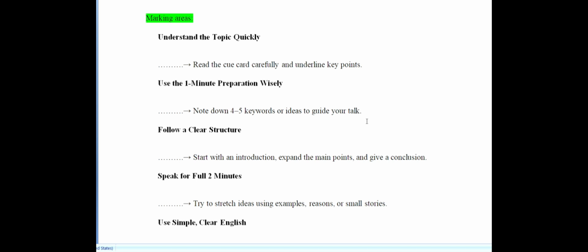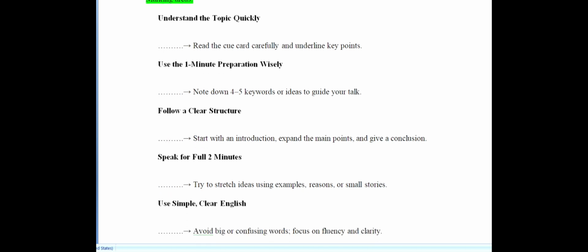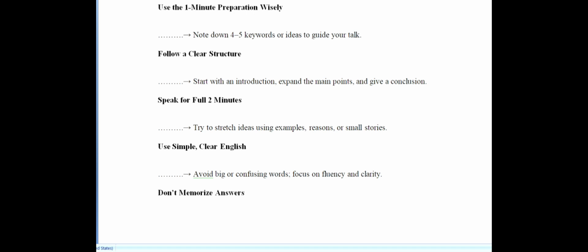Follow a clear structure. Don't go heavy-shavy. Start with a nice introduction, expand the main points, and give a conclusion. And this is what no one does actually. Not even one good student will work on this area properly. They never start with a nice introduction. All they start is, thank you for this question. I am happy to speak about this question. This is what they generally say. And please, this is never a good introduction. So please don't start with that.